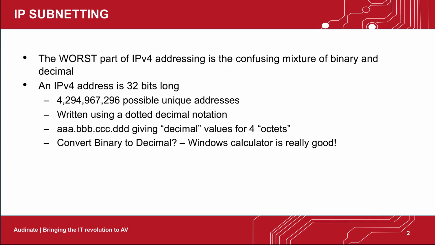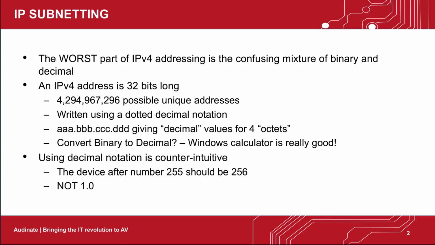If I really want to convert binary to decimal, there's plenty of good tools out there for that. Windows Calculator is really good. Mac OS has one as well. In fact, any scientific calculator would do this conversion for you, so you don't need to do it all in your head. Using decimal notation in this manner is actually counterintuitive.